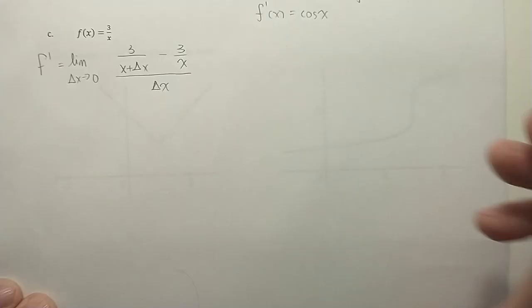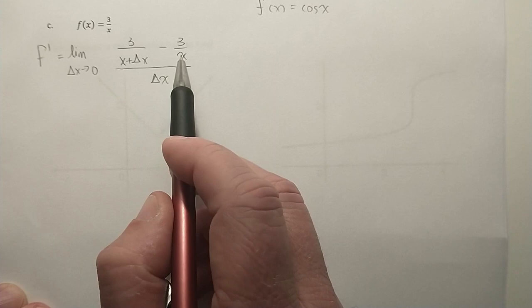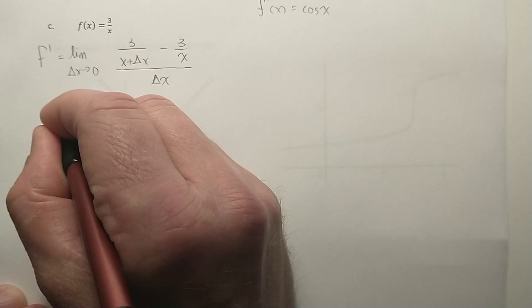Another one of our tricks, isn't it? When you have fractions, get a common denominator. Okay, so this guy's denominator is x plus delta x. This guy's denominator is that x. So I'm going to multiply the top and bottom of this fraction by this denominator, the top and bottom of this fraction by this denominator. And instead of dividing by delta x, I'm going to write it as times 1 over delta x.